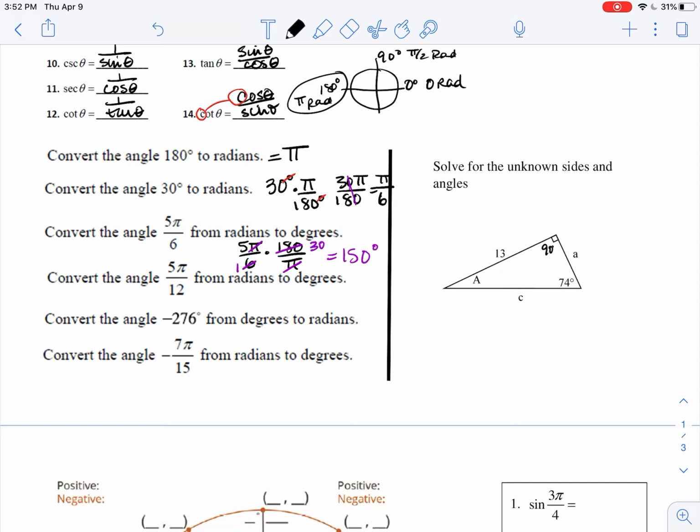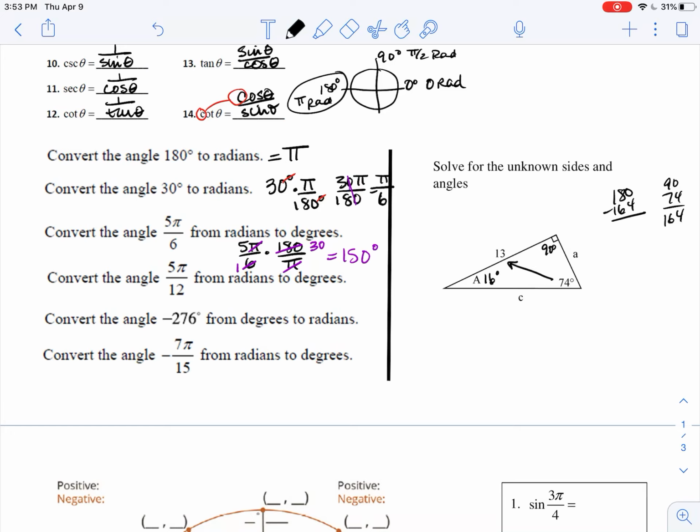Okay, in this triangle problem on the right, it says solve for the unknown sides and angles. Okay, so first thing I know is this guy is a 90 degree. And the three angles in a triangle add to 180. And so if I take 180 and then I subtract the sum of 90 and 74, so let's see, quick math here, 164, 180 minus 164, and that gives me that angle A is 16 degrees.